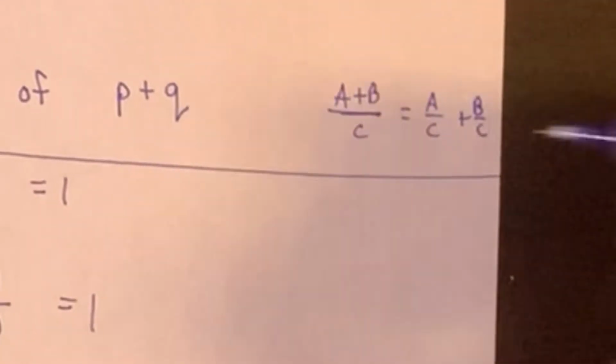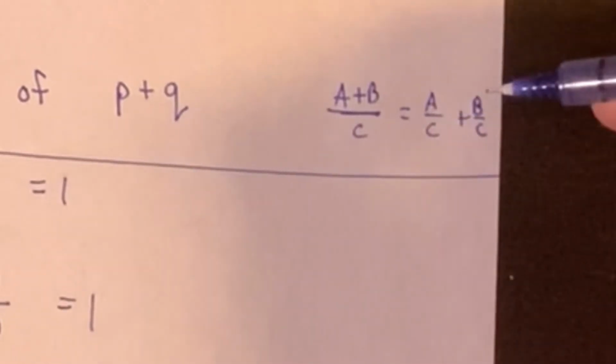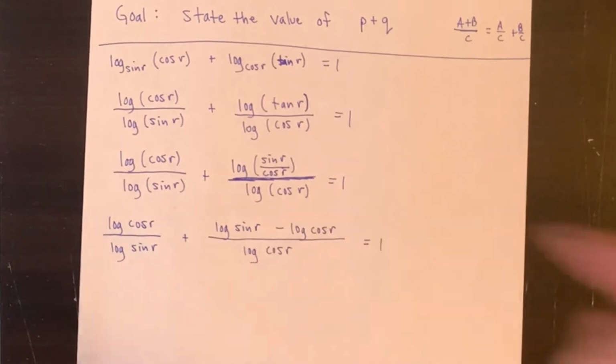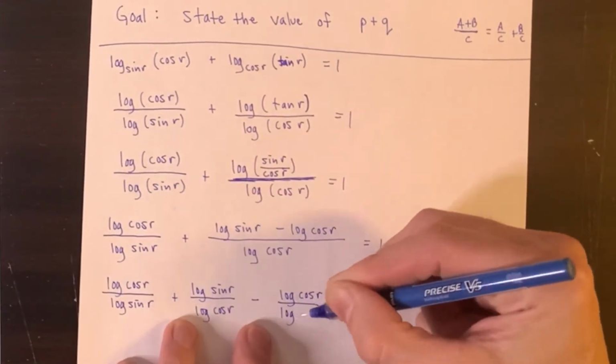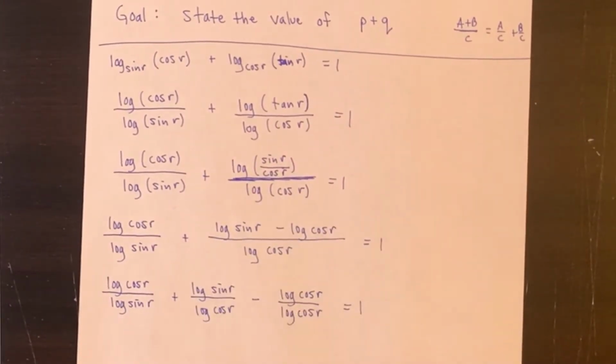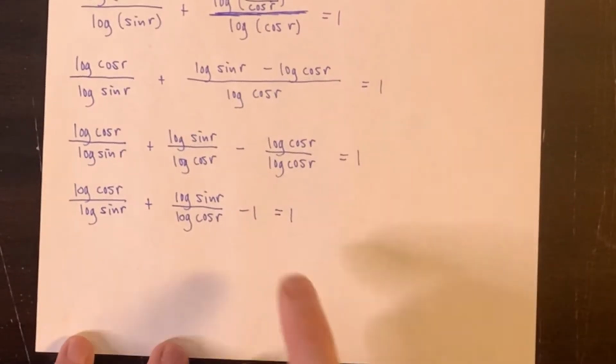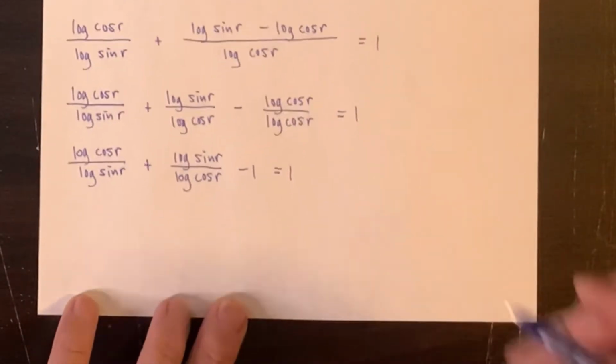You see what I'm saying? Just taking one term and breaking it apart into two terms with the same denominator. Let me apply that to this thing right here. And you can see here that this is actually just 1. And what I can do is we can add 1 to this side.